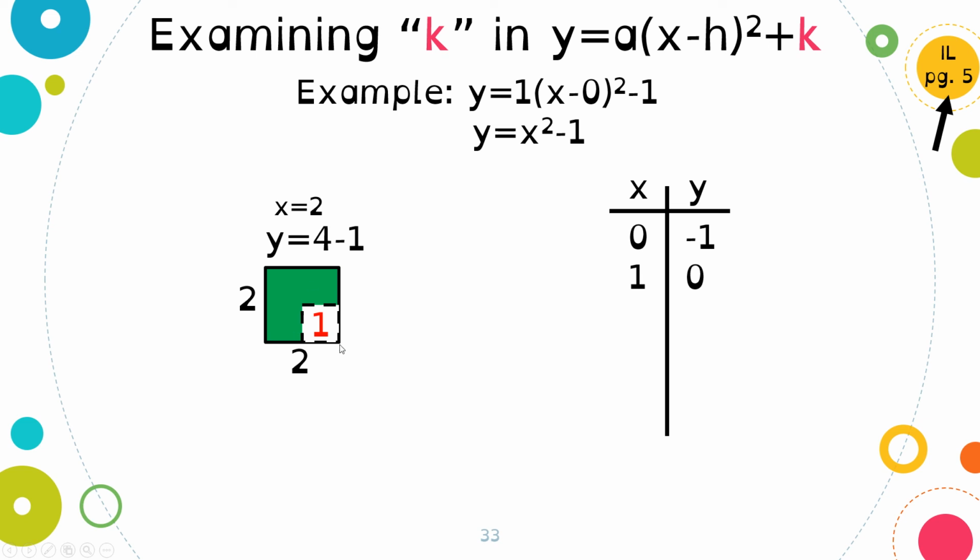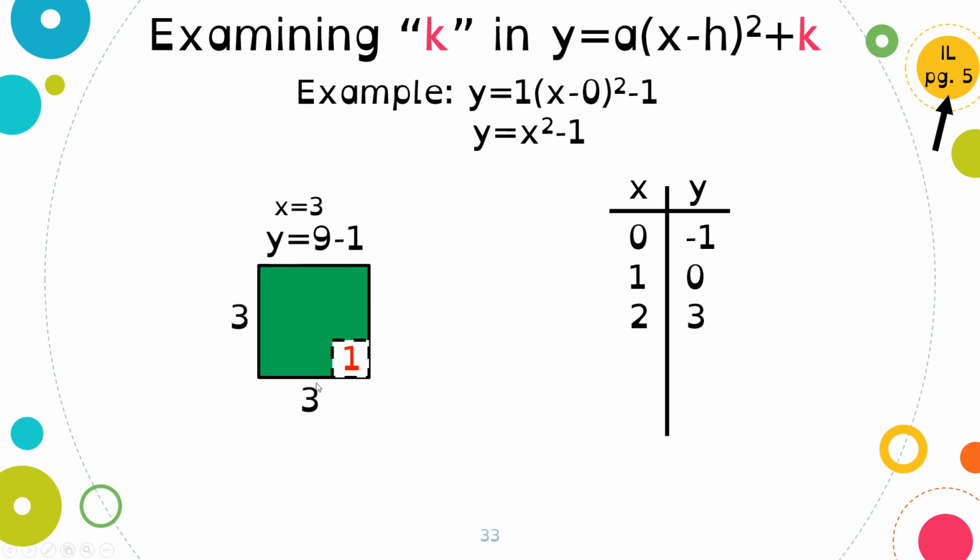When x equals 2, when our side length is 2, then we see that our square, 2 times 2 is 4. 2 squared is 4. Minus 1, so we're subtracting that 1 off. So that means that we have 4 take away 1, which is 3. So when x equals 2, y equals 3.